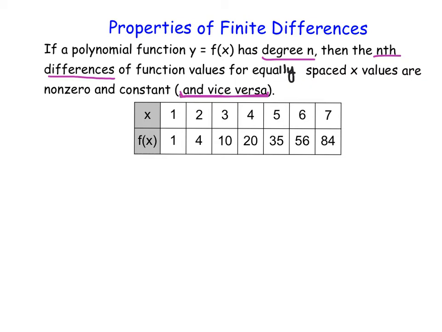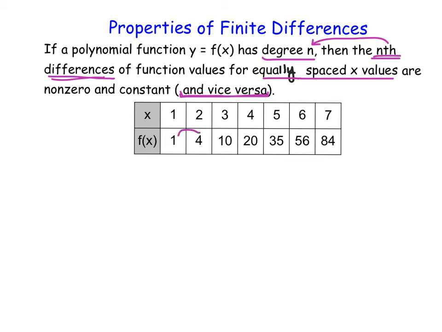You can also apply this property in reverse, saying that if you have equally spaced x values and your nth difference has a constant non-zero value, such as 2, 2, 2, 2, because it's the nth difference, we can then tell that this particular polynomial is an nth degree. So here we can notice that we have x values that are equally spaced out. They are all 1 apart. So what we're going to do now is look at the finite differences here and see if we can figure out what degree this particular function really is.